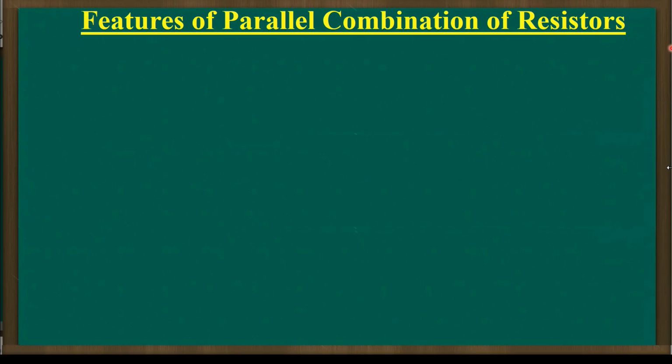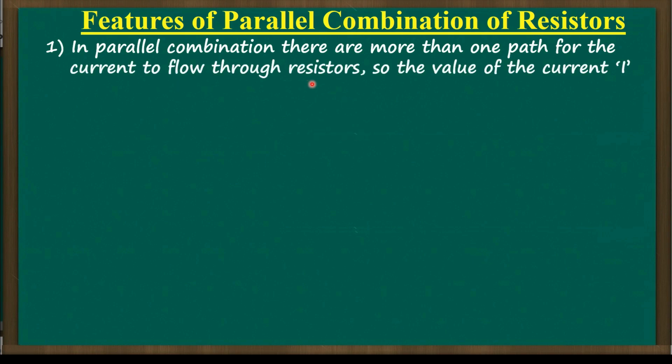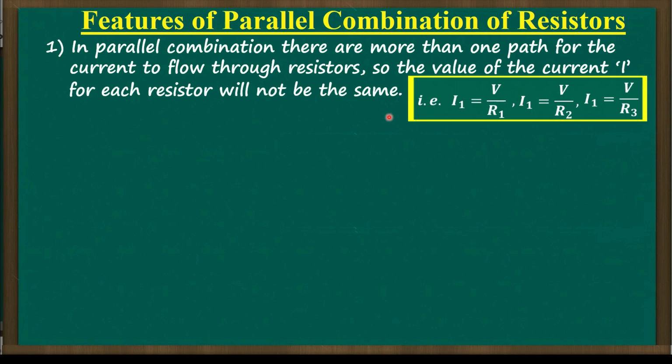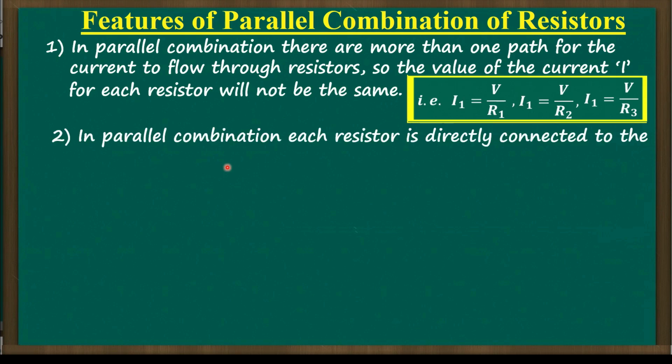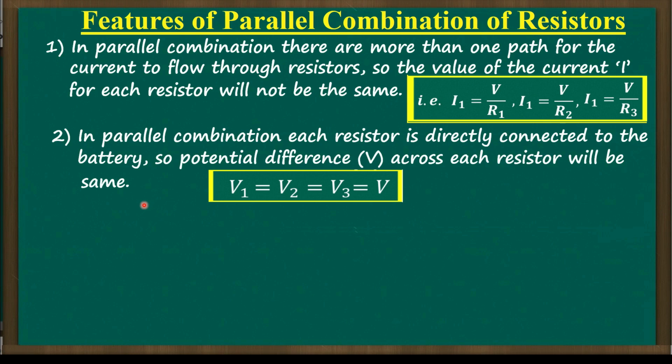Now let us review some key features of parallel combination of resistors. In parallel combination, there is more than one path for the current to flow through the resistors. So the value of current I for each resistor will not be the same. In parallel combination, each resistor is directly connected to the battery, so the potential difference across each resistor will be the same.